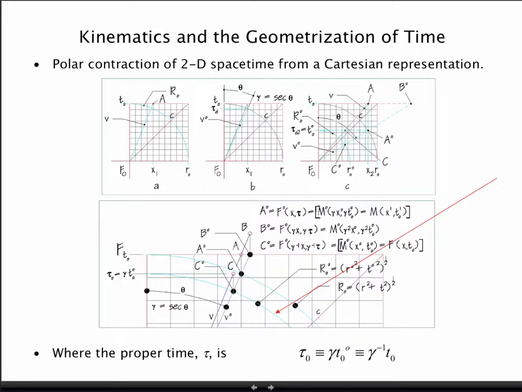A new polar spacetime for the moving frame M can be depicted by scribing a new quarter circle r sub alt back onto the r sub alt axis to give the proper or contracted unit length for M as seen in diagram C.